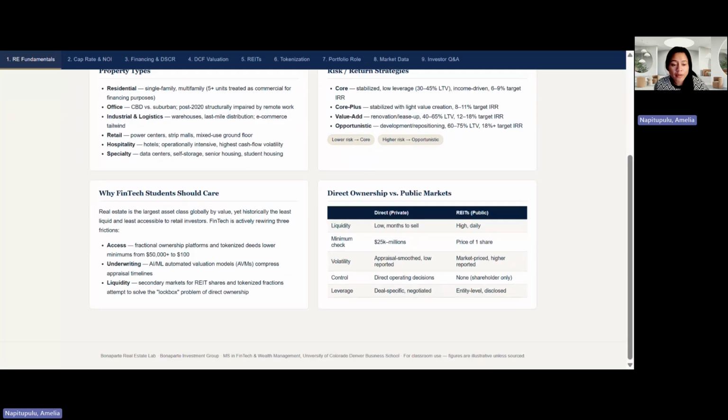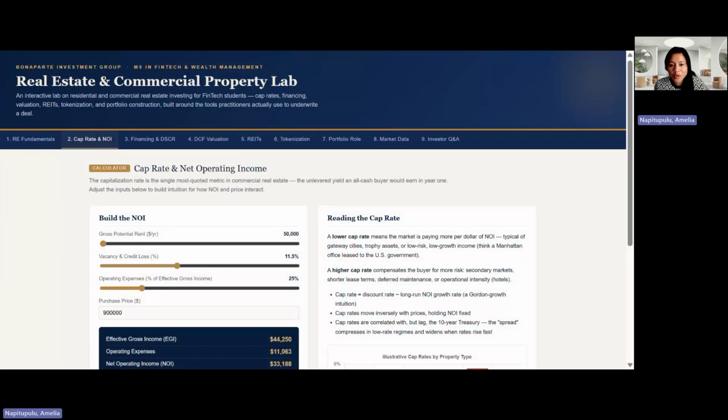One of the reasons why fintech should care is because for a really long time, real estate has been the least liquid, least accessible asset class for regular investors. And technology is chipping away at that through fractional ownership platforms that drop minimum investments from $50,000 down to $100, AI-powered valuation models that speed up appraisals, and secondary markets that try to make illiquid property feel like a tradable stock. All right, so moving on to the single most quoted number in real estate, the cap rate.